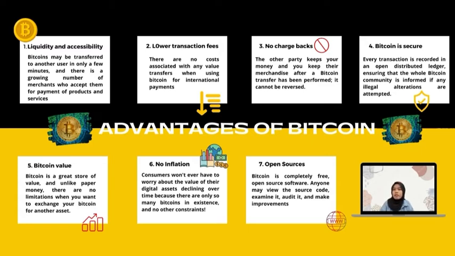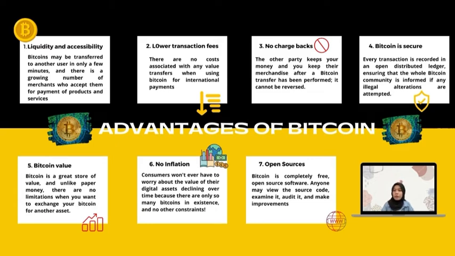The expenses of dealing are often cheaper with Bitcoin than bank transfers since there are no government or intermediate entities involved. Next, no chargebacks. After a Bitcoin transfer has been performed, it cannot be reversed, where the other third party keeps their money and they keep their merchandise. Fourth, Bitcoin is secure. Every transaction is recorded in an open distributed ledger, ensuring that the whole Bitcoin community is informed if any illegal alteration is attempted.